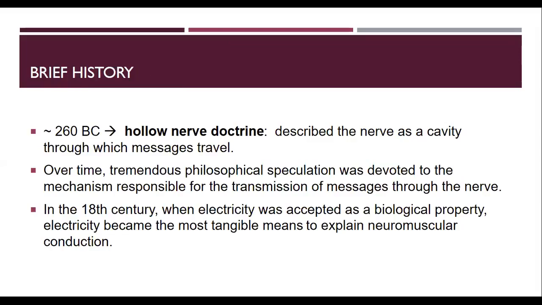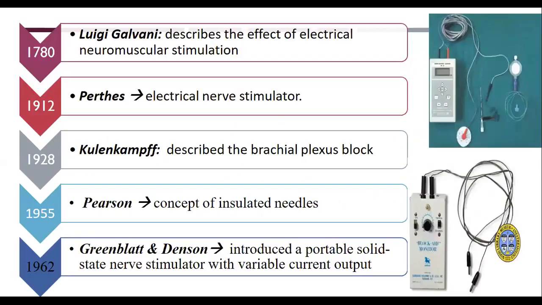Coming on to the brief history, in 260 BC there was the hollow nerve doctrine that described the nerve as a cavity through which messages travel. Over time, tremendous philosophical speculation was devoted to the mechanism responsible for the transmission of messages through the nerve. In the 18th century, when electricity was accepted as a biological property, electricity became the most tangible means to explain neuromuscular conduction.